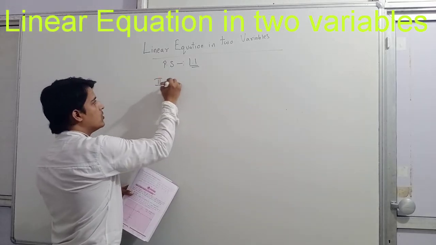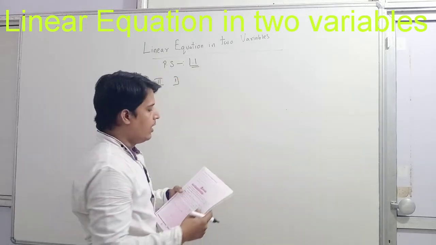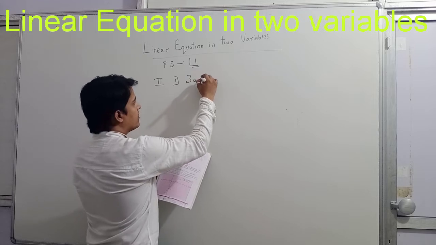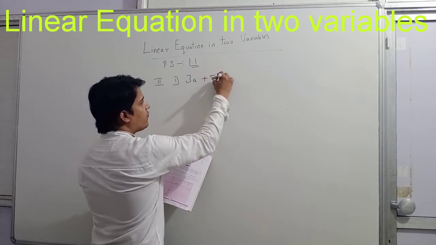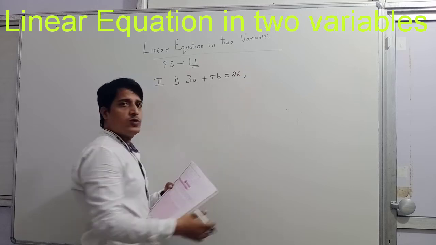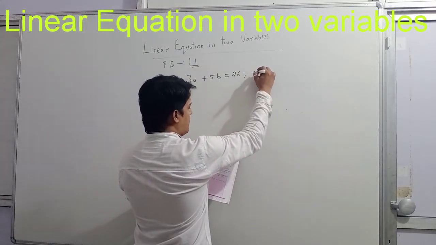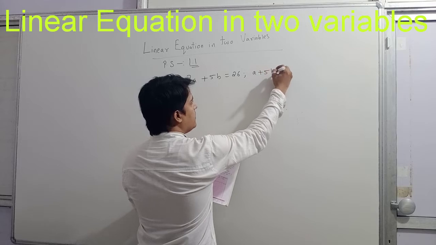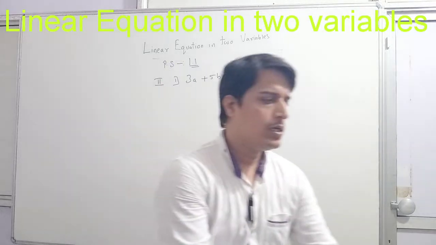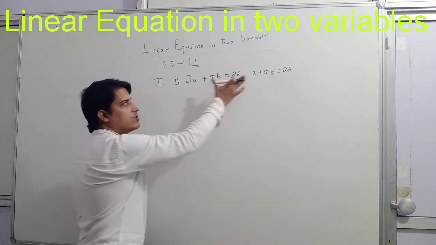Question number 2, sub question 1, where the equation given is what? 3a plus 5b equals 26. This is your first equation, whereas the second equation given is a plus 5b equals 22. Now we are having two equations. This is the first equation, this is the second equation.